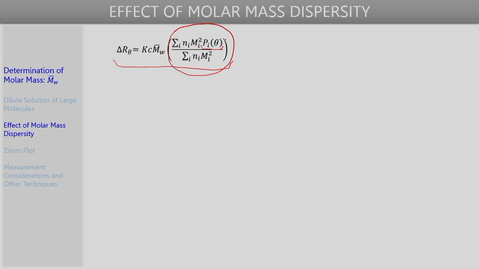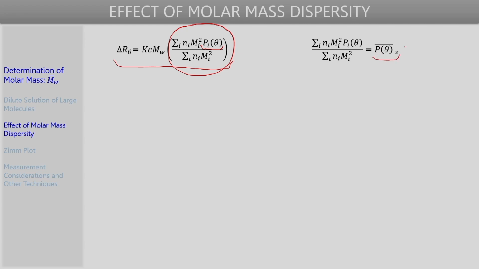Okay. So, this is an average of the P theta over a sample that has molar mass dispersity and contains chains of different lengths. Now, this kind of average is referred to as the z average. The z average is represented simply by an overbar over this P theta and a subscript z.